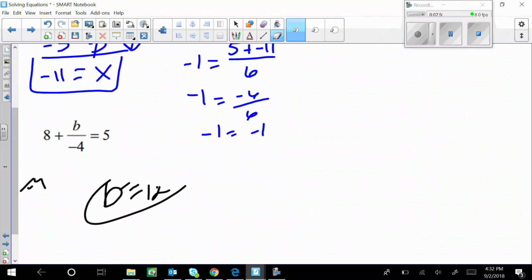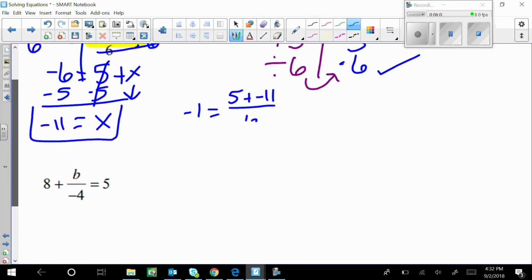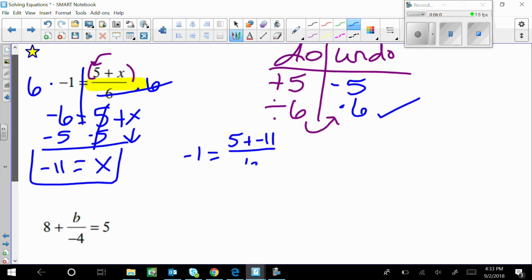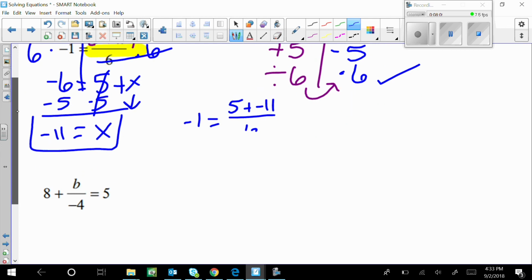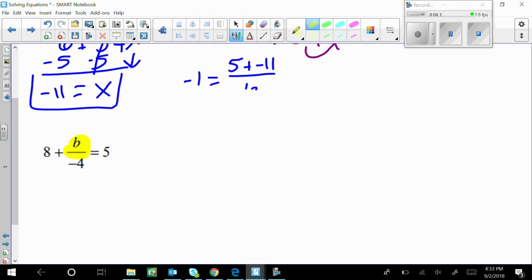Now, this problem is a little bit different. Let me just erase some of this right here to give us some more room. Notice on the problem above, the division sign was under everything. Here, the division sign is just under one term. So that means we're still going to treat it just like any other operation. So I have my do, my undo.